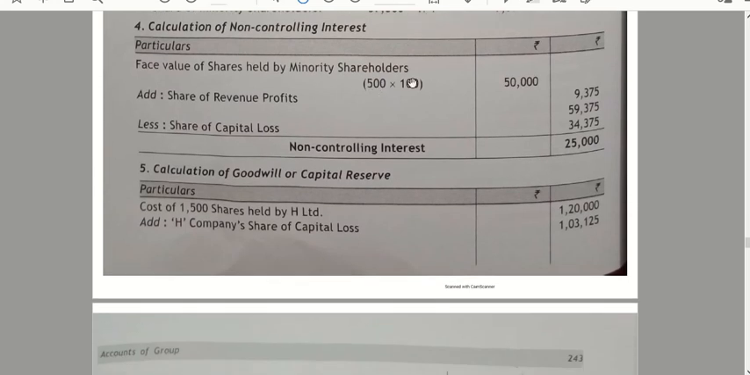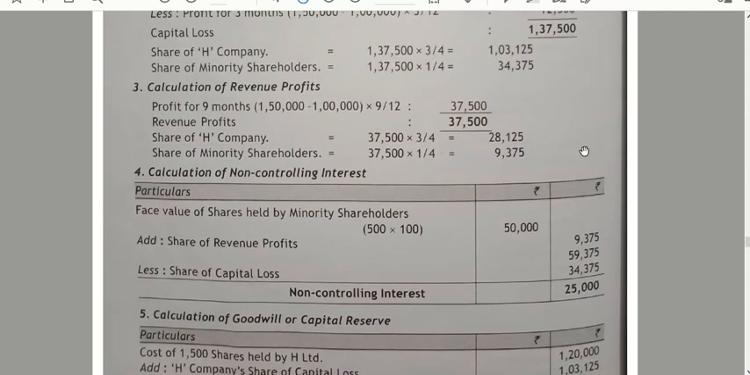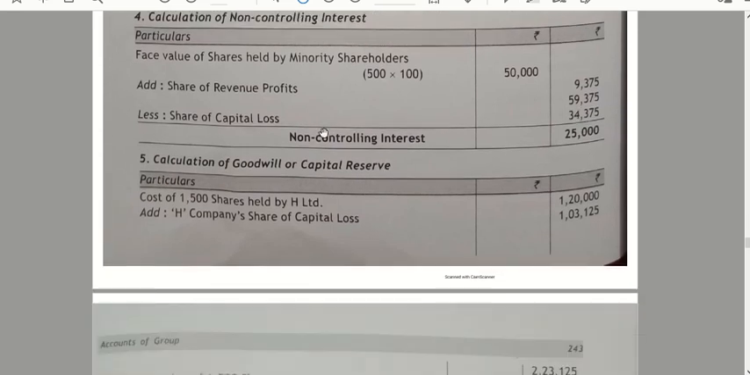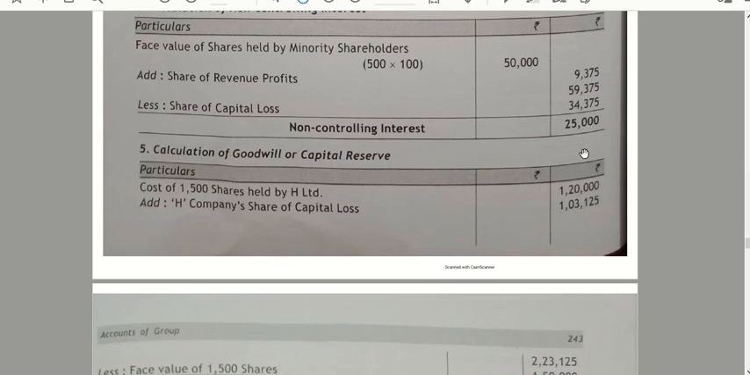Face value of shares held by minority shareholders, 500 into 100 rupees per share, 50,000. Add the share of revenue profits, 9,375, so it is 59,375. Less the share of capital loss, 34,375. So the total non-controlling interest is 59,375 minus 34,375, which gives you 25,000.